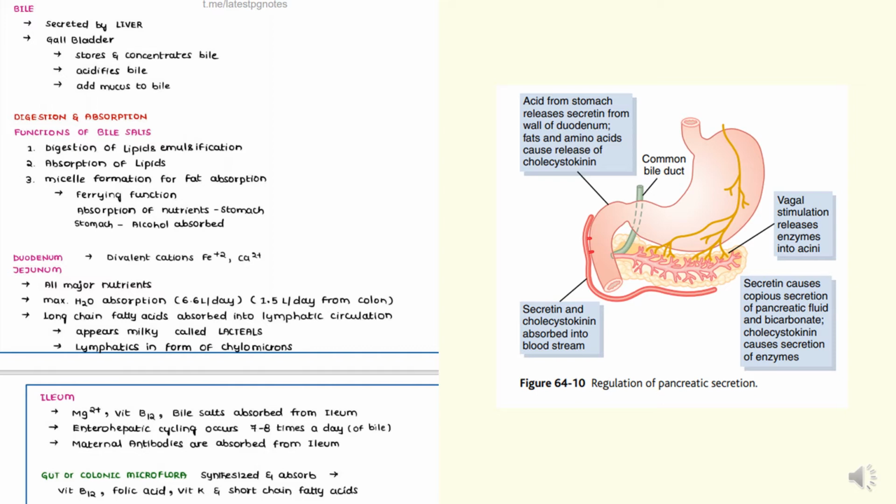The figure shows regulation of pancreatic secretion. Acid from the stomach releases secretin from the wall of the duodenum. Fats and amino acids cause release of cholecystokinin. There is a common bile duct seen there. Secretin and cholecystokinin are absorbed into the bloodstream. Vagal stimulation releases enzyme into the acini. Secretin causes copious secretion of pancreatic fluid and bicarbonate. Cholecystokinin causes secretion of enzymes.